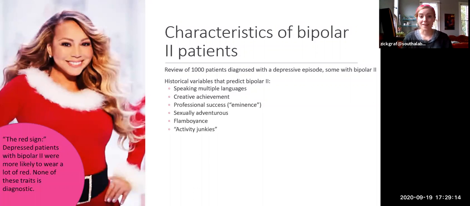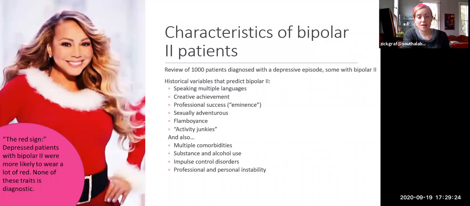So obviously, none of these traits or behaviors or historical things are diagnostic of bipolar 2. They're just associated with it. But then on the negative side, people with bipolar 2 and depression had a more severe illness than people with just depression. They were more likely to have multiple comorbidities. They were more likely to have problematic substance and alcohol use. They were more likely to have impulse control disorders, so things like gambling and binge eating.